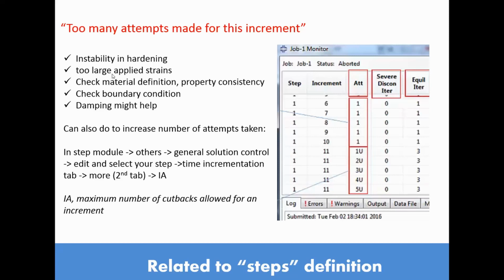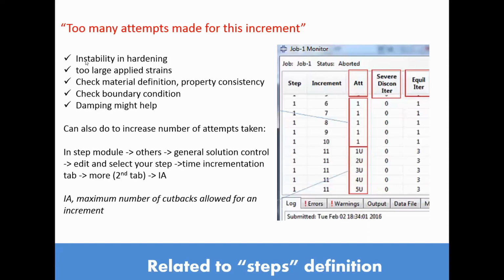And then too large applied strain. You have to check the material definition, that this is not impractical. You have to look for consistency in the property of this material, check the boundary condition, and sometimes damping might help to overcome this sort of non-linearity.